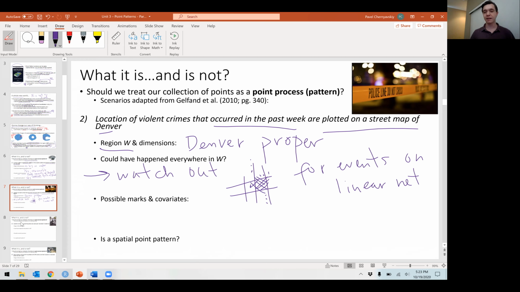Right there in the middle where you're living is the greatest risk. Right? The risk is bound to the streets because that is what you're recording your data on. Possible marks and covariates. Again, this question is designed to promote the understanding of the difference between marks and covariates. A mark is the characteristic of your point that you recorded, and a covariate is the characteristic of the space in which it occurs.